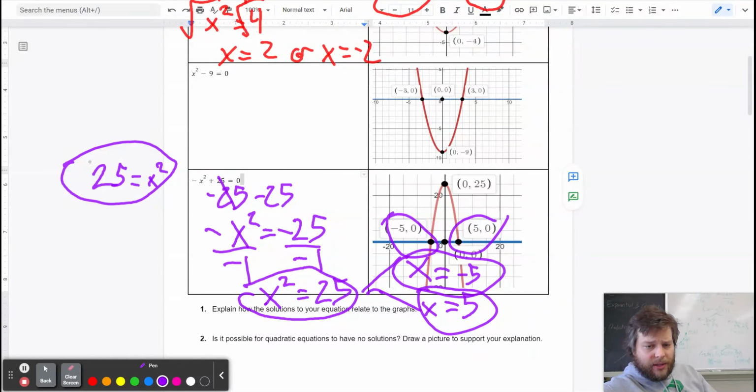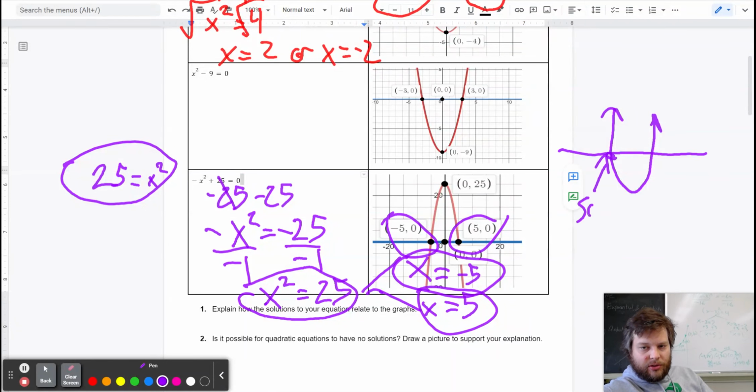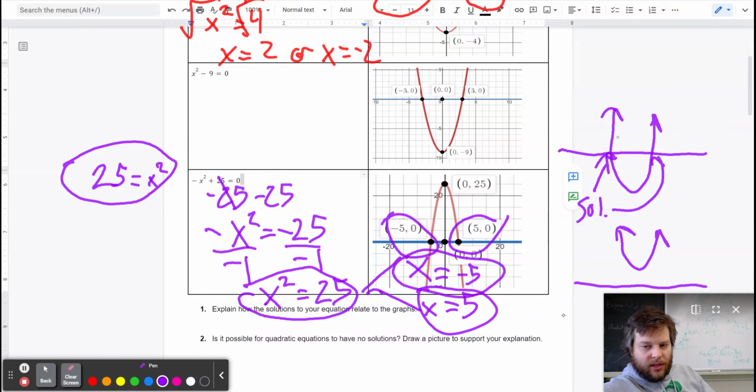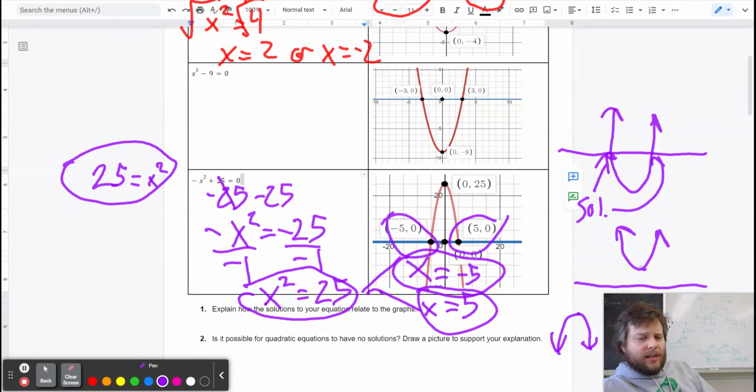Question 2 is a good theoretical question. Is it possible for a quadratic equation to have no solutions? And we just identified that the intersection points are the solutions. So here's a solution, here's a solution. So is it possible to draw a parabola and a line that doesn't touch it? Absolutely. If the vertex is above the line for a smiley face, or if the vertex is below the line for a frowny face, then you're going to have no solutions.